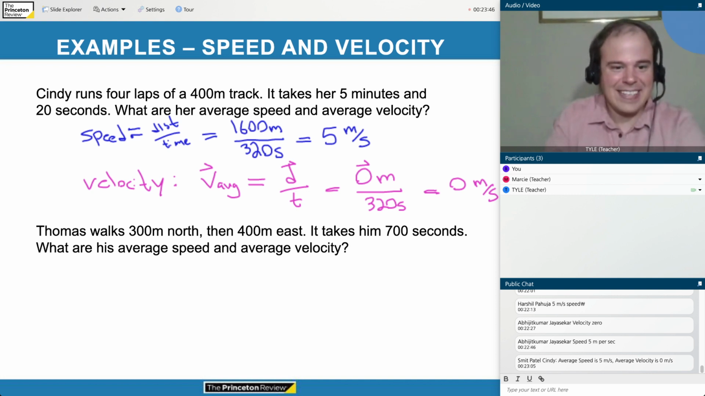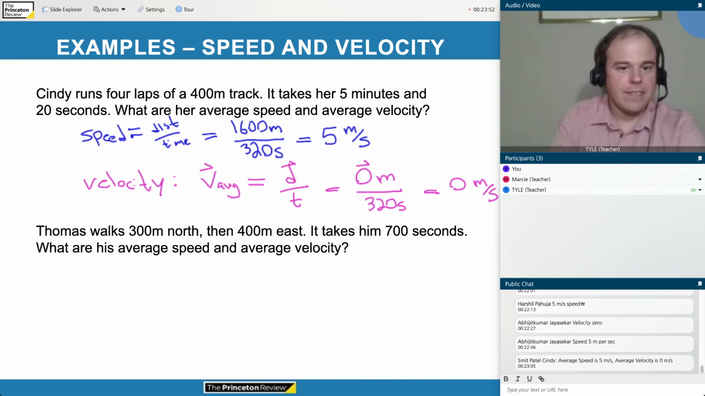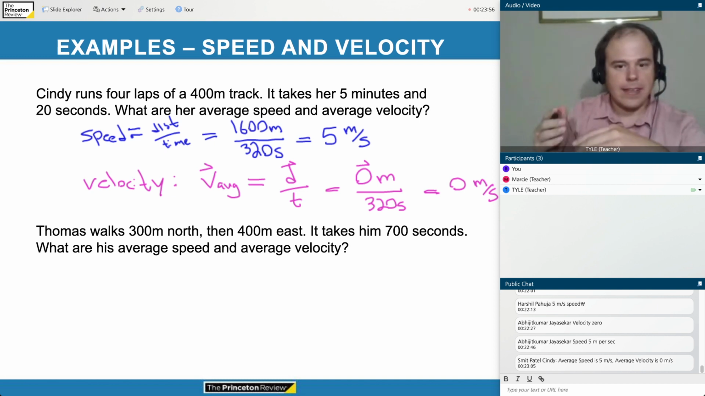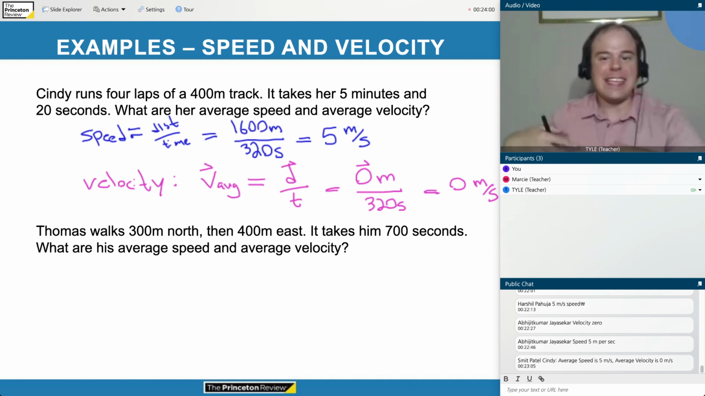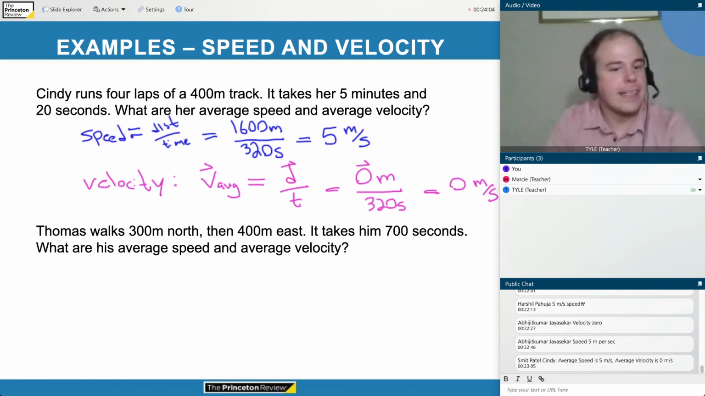Okay, fantastic. Her average velocity. So she had velocities along the way, right, that were not 0. She was heading, with like 5 meters per second east and then 5 meters per second west, but the average is 0. Okay, because the east and the west kind of cancel each other out.